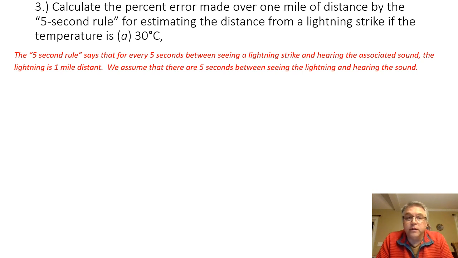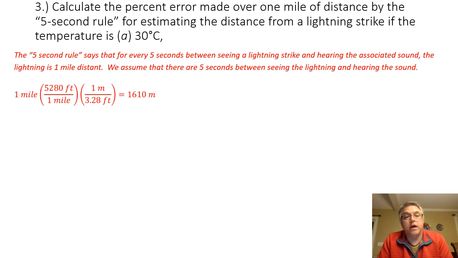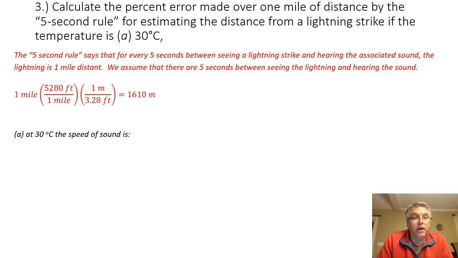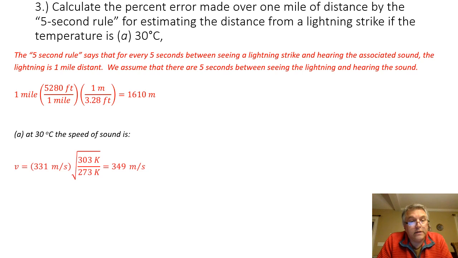So my first thing I'm going to need to do is convert a mile to meters. So I want to convert my mile to meters, and when I do that, 1 mile is going to equal 1,610 meters. Now, if I want to calculate the speed of the sound wave at 30 degrees Celsius, first thing I'm going to do is convert my temperature of 30 degrees Celsius to Kelvin. So 30 plus 273 Kelvin will equal 303 Kelvin. I plug that into my wave speed formula, and when I do that, I will get a velocity of the sound wave of 349 meters per second.